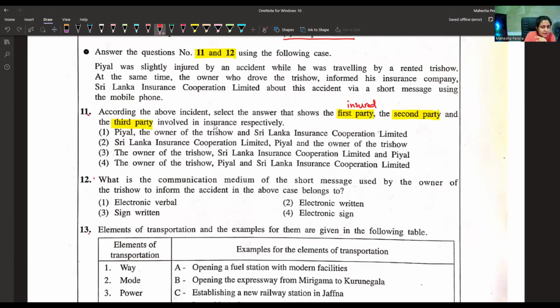Insured. That means the party who obtains insurance. The second party is insurer. Darling, just write these: insured and insurer. Okay. What is the third party? That means some other party who will be influenced by this insurance. So let's read the case now.